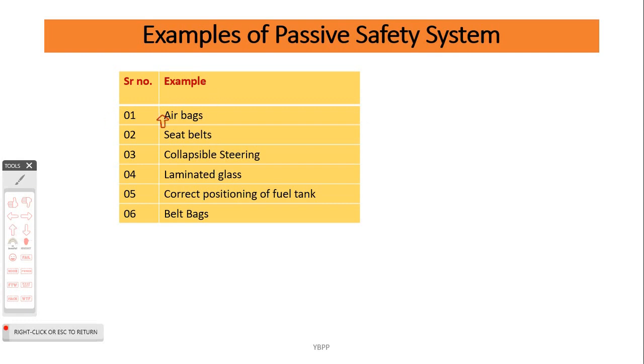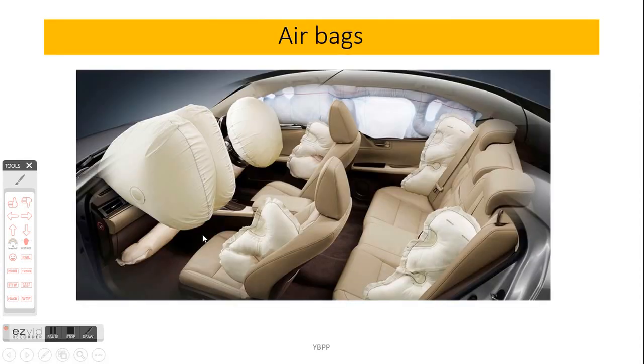Next are some examples of passive safety system. First is the airbag. It gets activated at the time of accident. Seat belts, collapsible steering, laminated glass, correct positioning of the fuel tank, belt bags. All these are examples of passive safety system. Then this picture shows the airbags, how they get activated after accidents.